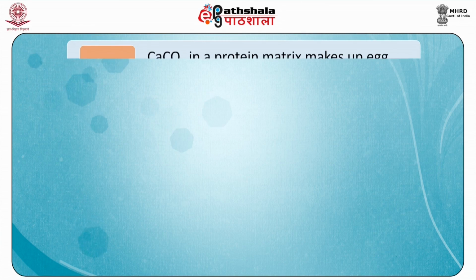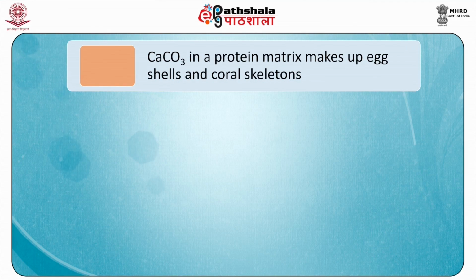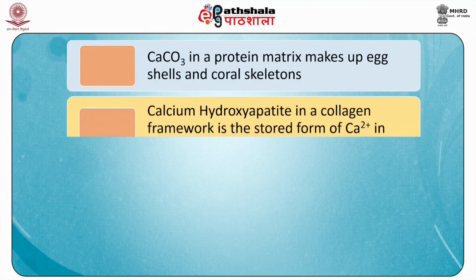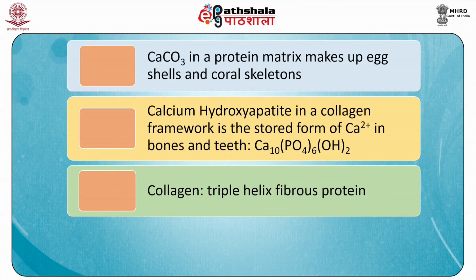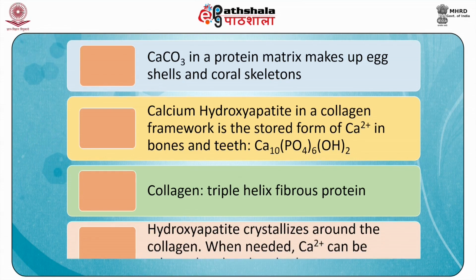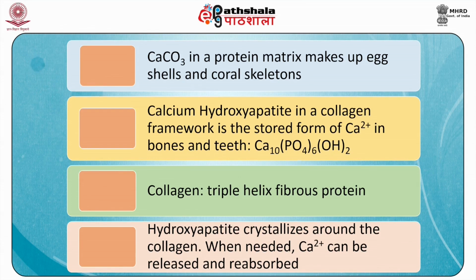Calcium storage. Calcium carbonate in a protein matrix makes up eggshells and coral skeletons. Calcium hydroxyapatite in a collagen framework is the stored form of calcium in bones and teeth. Collagen is a triple helix fibrous protein. Hydroxyapatite crystallizes around the collagen. When needed, calcium can be released and reabsorbed.